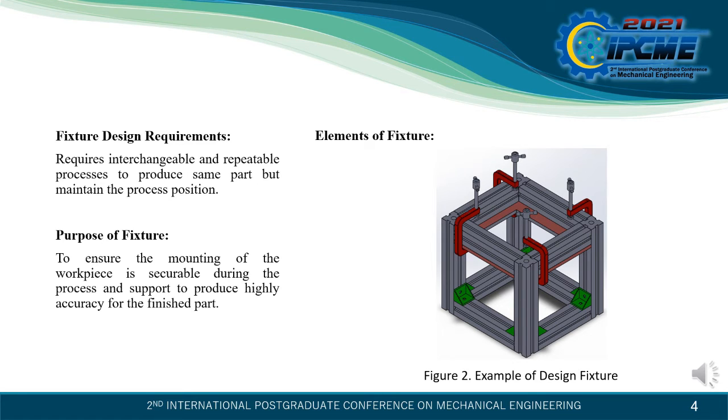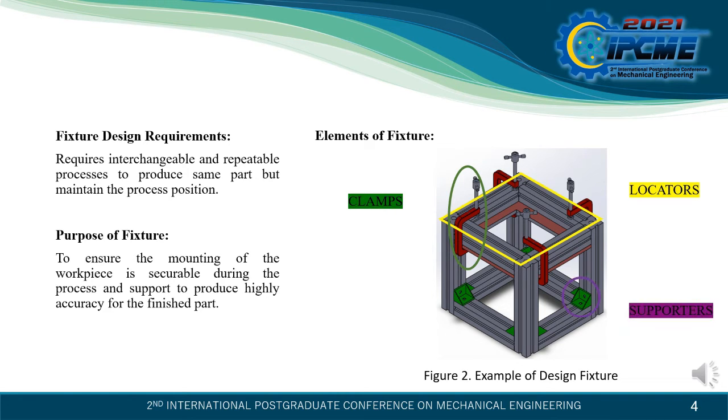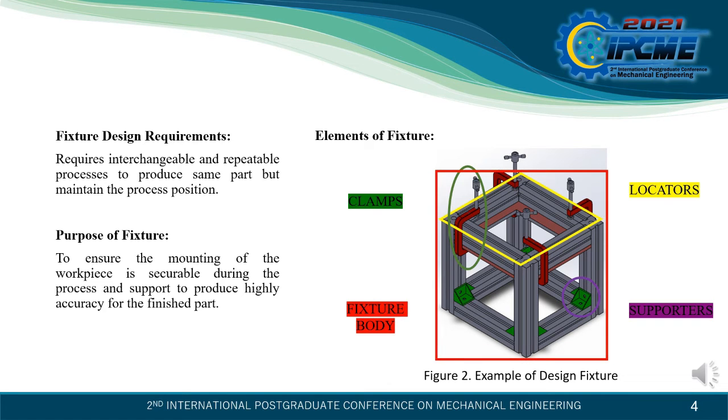So the fixture consists of several elements. The first one, the yellow one, is a locator, the green one is the clamps, the purple one is a supporter of the fixtures, and the fourth one, which is the main one, is the fixture body that uses aluminum profile.